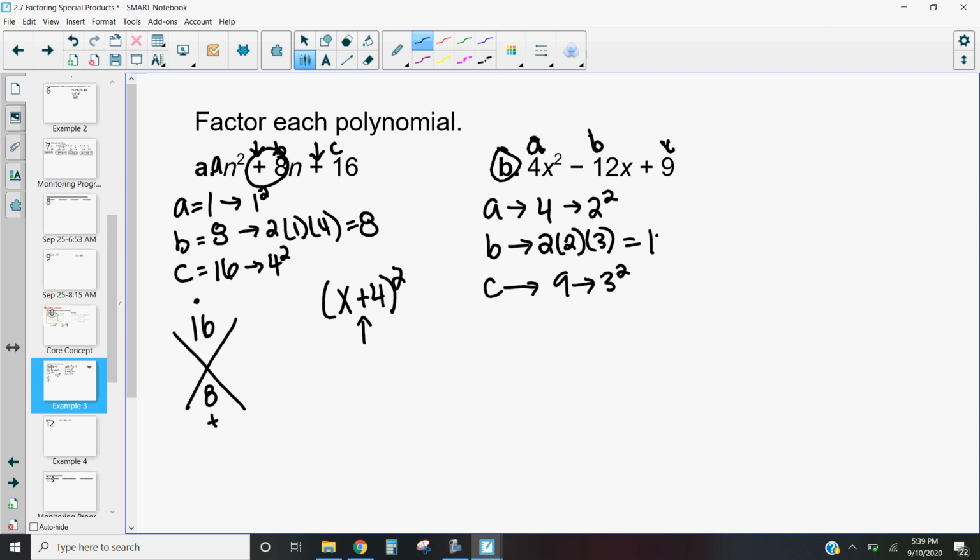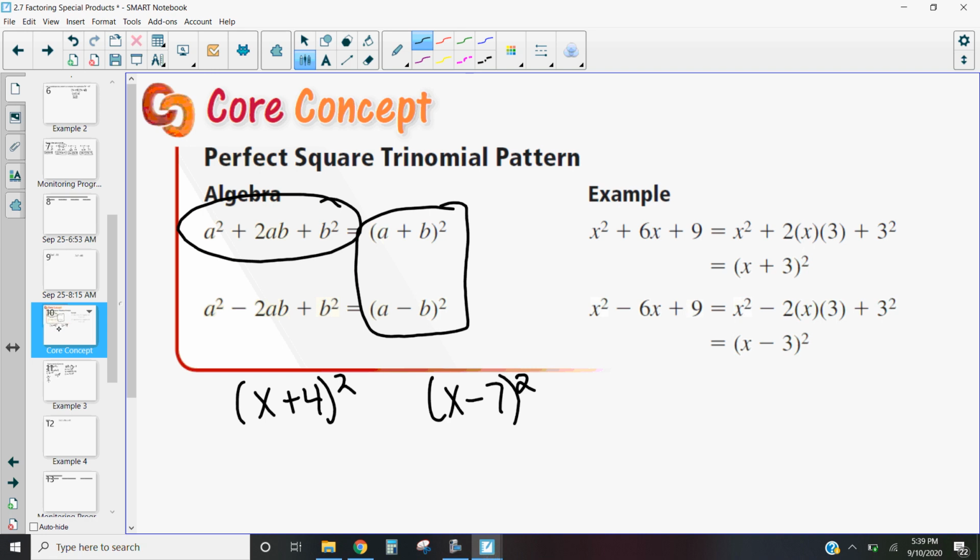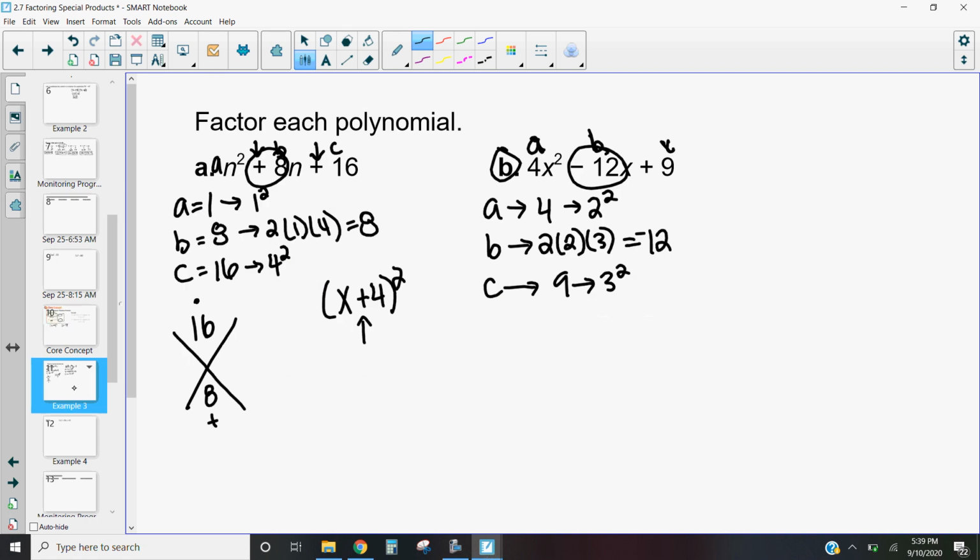4 times 3 is 12. Now notice how I have a negative 12. So the negative 12 clues me in that up here, when it's a negative, the inside is going to be a minus. If it's a plus here, the inside is going to be a plus. So here I am, and I can rewrite this as x minus 3 squared.